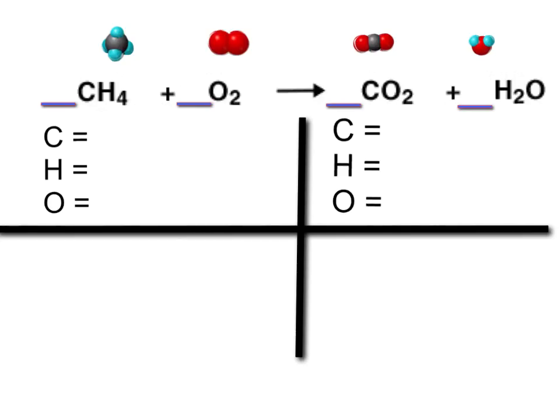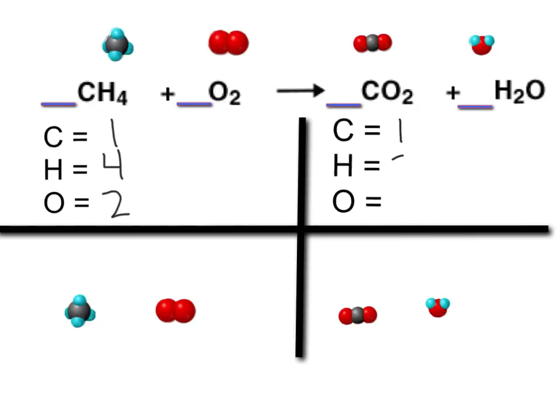This one's a little more complicated, but we'll work through it by using the molecules. So bring down one of each and count up. So we have 4 hydrogens, 1 carbon, and 2 oxygen. On this side, we have 1 carbon, 3 oxygens, and 2 hydrogens.